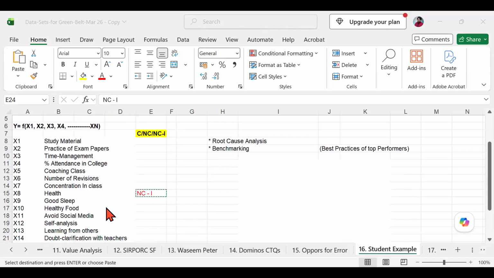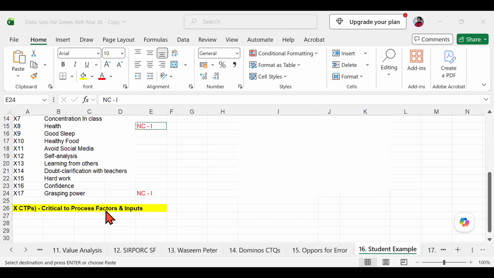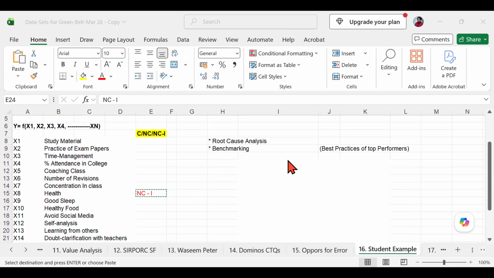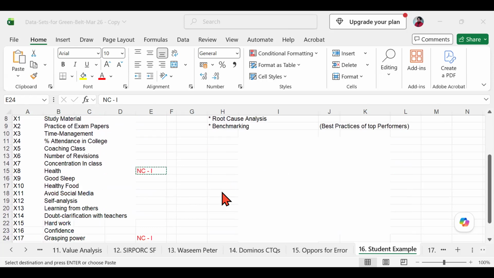And 2 out of these we said are not controllable, so you can influence them to some extent. But the remaining 15 are controllable. So now your job is to identify the top 5 most important out of these 15 or 17 that will be critical to process. That is your task. So you can talk to each other and list the top 5 in the chat window.